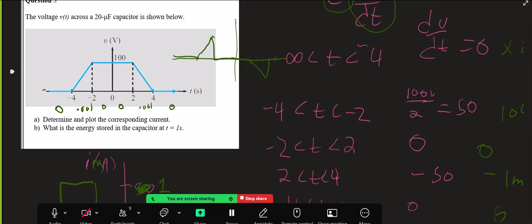And in order to figure out how much energy would be stored in it at time 1, you would take the integral of power. So you would get the area of this triangle. And the area of that triangle is also 0.1 joules. So just another way to do it. Okay, are there any questions on this one?